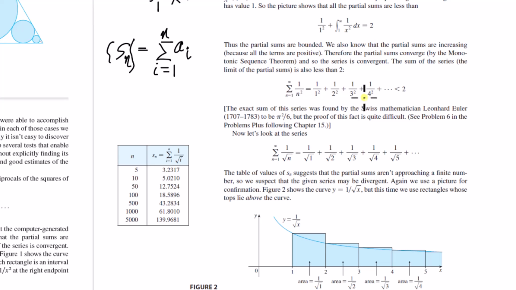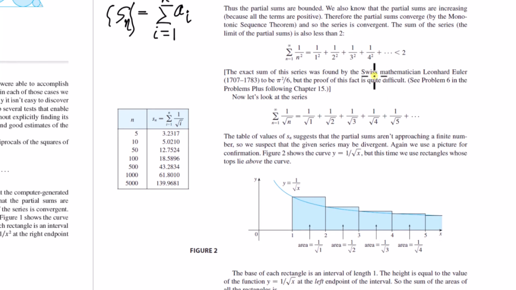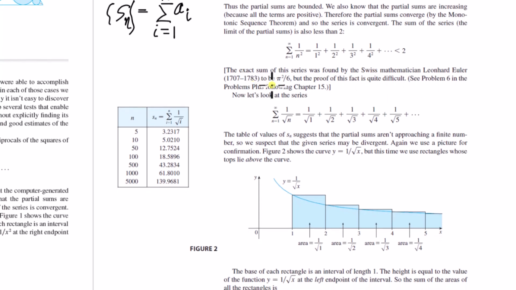We don't know that. The exact sum of this series was found by the Swiss mathematician Leonhard Euler to be pi squared over 6. That's what it's truly bounded above by. But the proof of this fact is quite difficult.